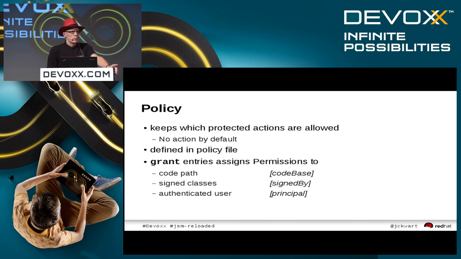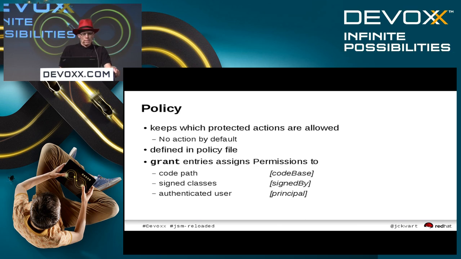Another part employed in the process is the policy object. It's a singleton which keeps the permissions assigned to your applications. And the permissions can be defined based on code path, code base, or class signatures, or on user authentication, for classic jars.